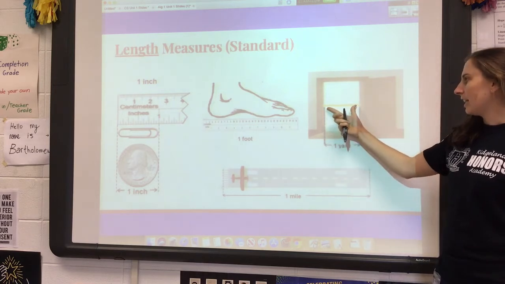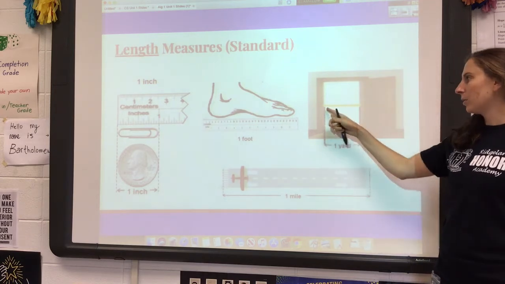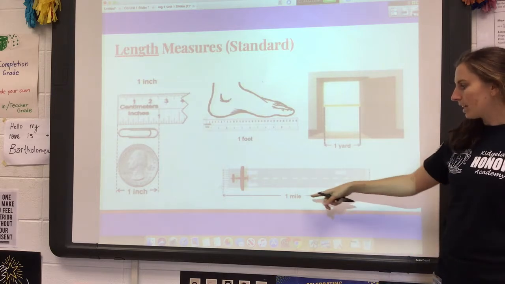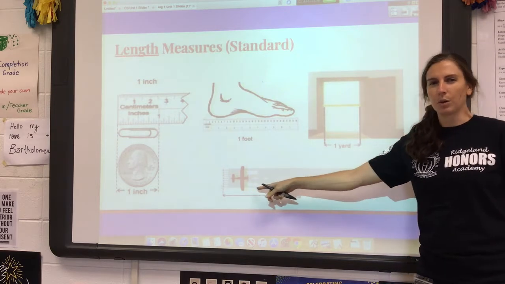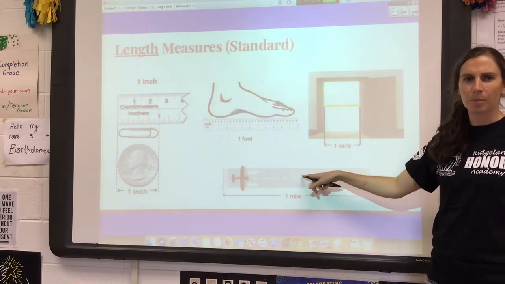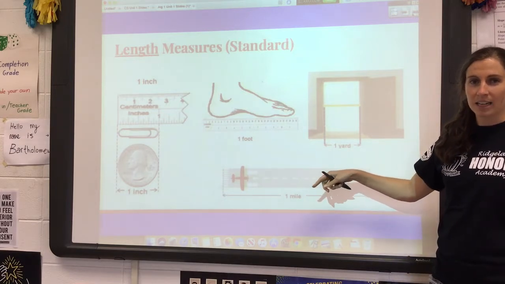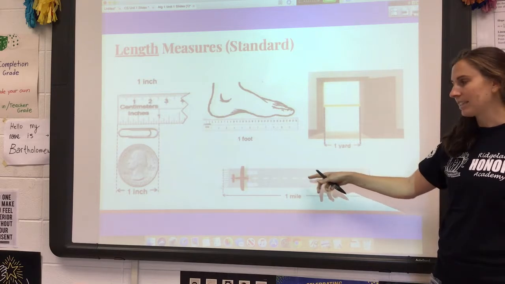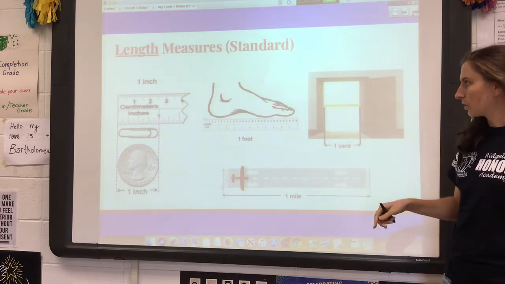A yard is like a yardstick. It's about the width of a wide doorway. And then if we think about a mile, that's about the length of a runway. I felt like that was really long, but I actually looked it up, and a runway, turns out, is usually about 6,000 to 8,000 feet. So that's actually over a mile, which feels crazy long.